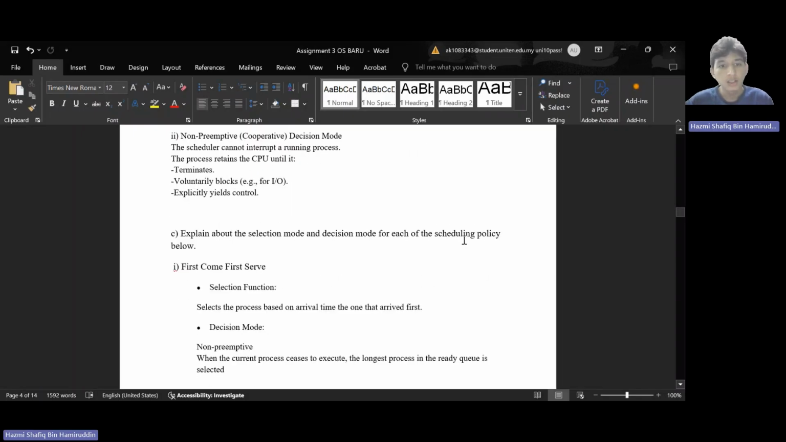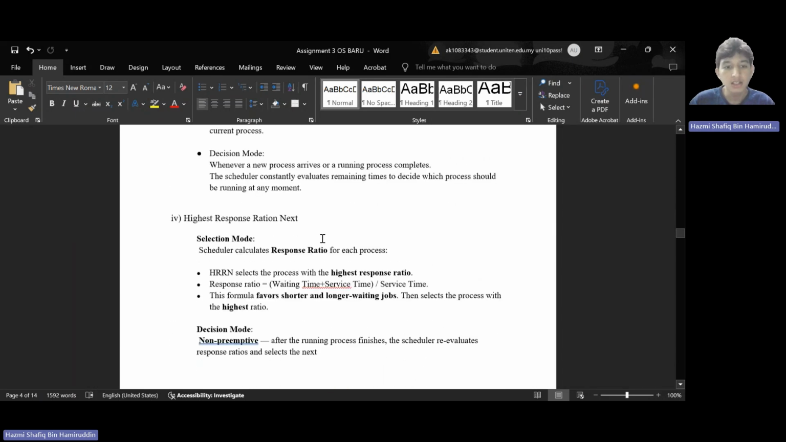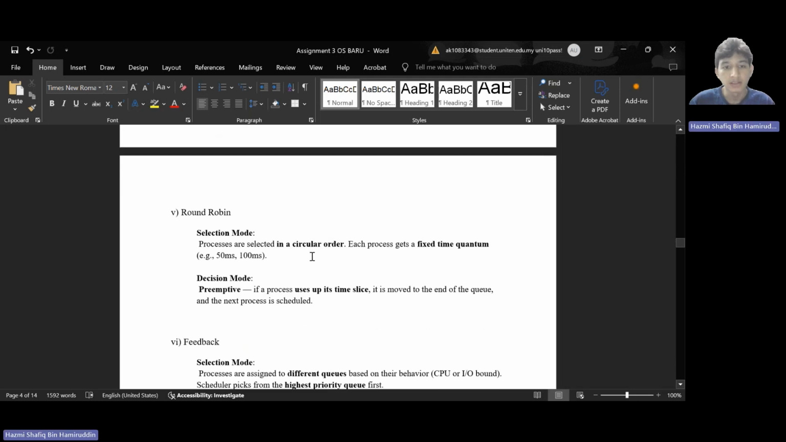For question C, explain about the selection mode and decision mode for each of the scheduling policies below. For round robin, selection mode: processes are selected in a circular order. Each process gets a fixed time quantum, for example 50 ms or 100 ms. Decision mode: preemptive. If a process uses up its time slice, it is moved to the end of the queue and the next process is scheduled. That's for round robin.